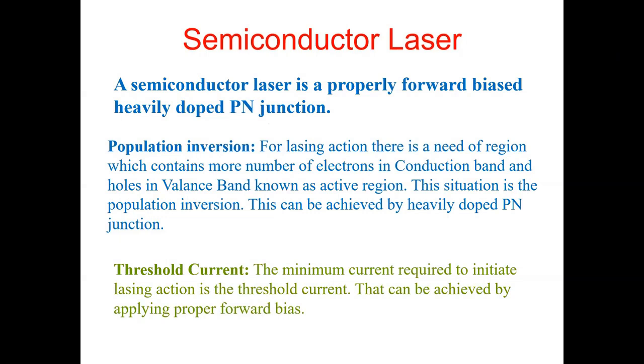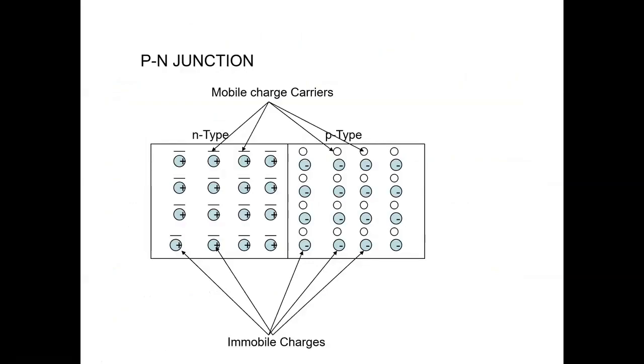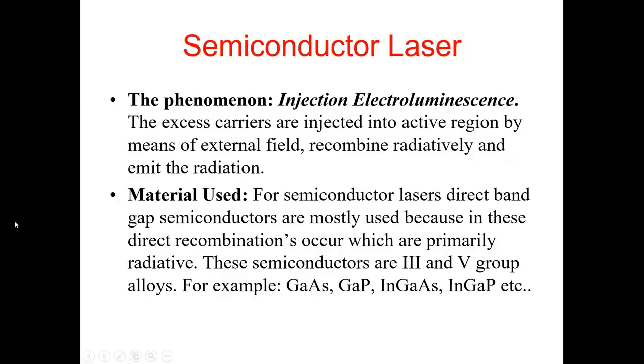Okay, so what is the phenomenon here? I already explained. We have to inject the excess carriers by applying the external field, and they recombine radiatively and give the radiation. So this phenomenon is called injection electroluminescence. What phenomenon gives the emission of radiation in a semiconductor laser? Injection electroluminescence. What will happen here? When you apply the forward bias across the heavily doped PN junction, these excess carriers are injected into the active region by means of the external field and recombine radiatively and give the radiation.